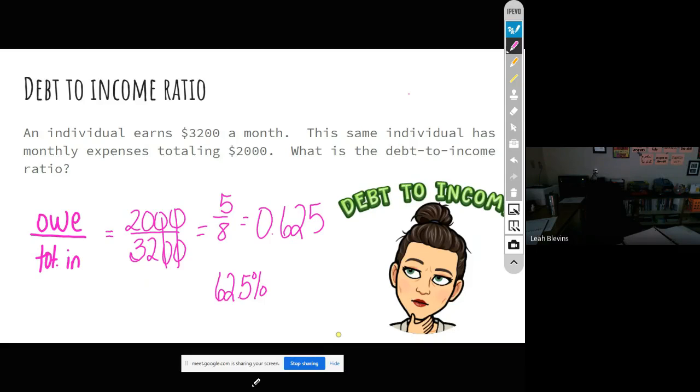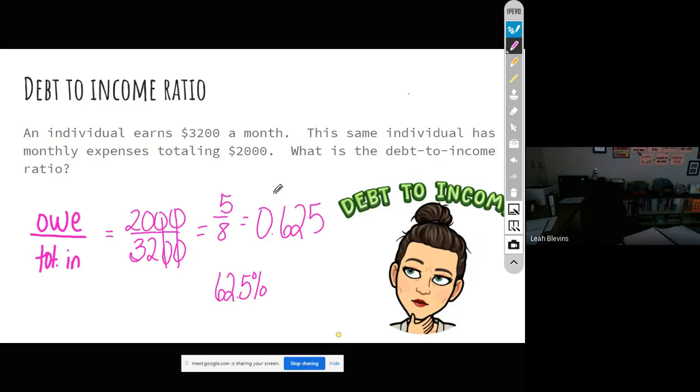That might be a house payment, that might be credit cards, that might be a truck payment, whatever. This isn't necessarily me, this is just made up numbers. I just made it up off the top of my head. I'm not saying it's me. But I would not have that much debt being a math teacher, just saying, I'd have a heart attack. But this person has 62.5% of their income going to their debt. Does that make sense?